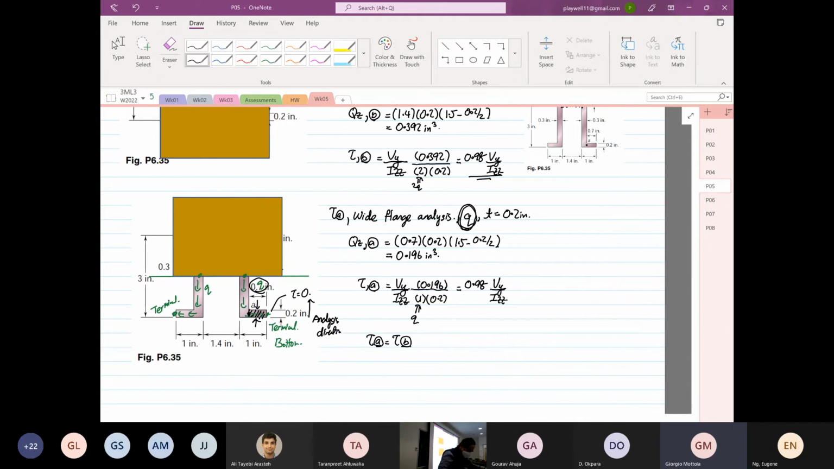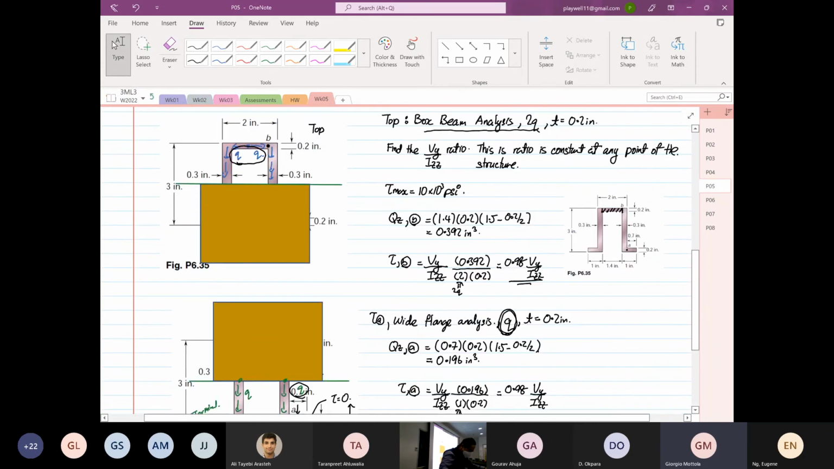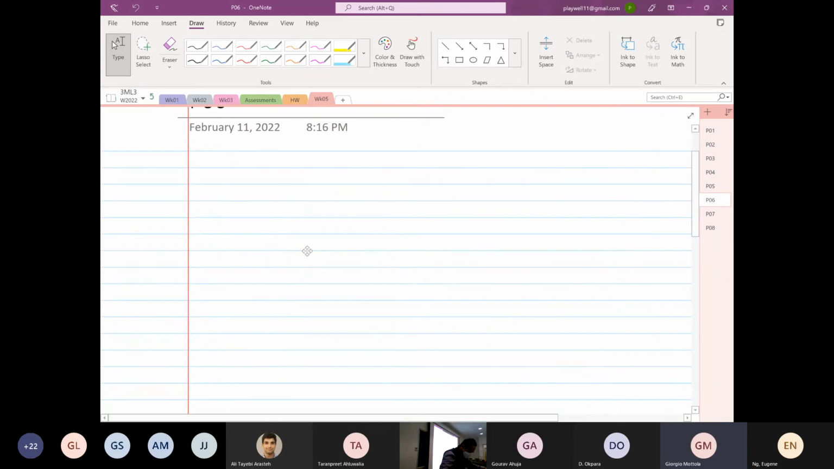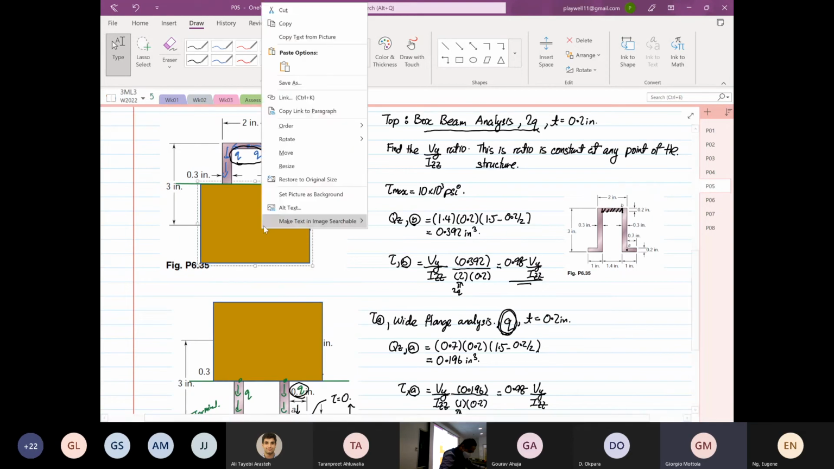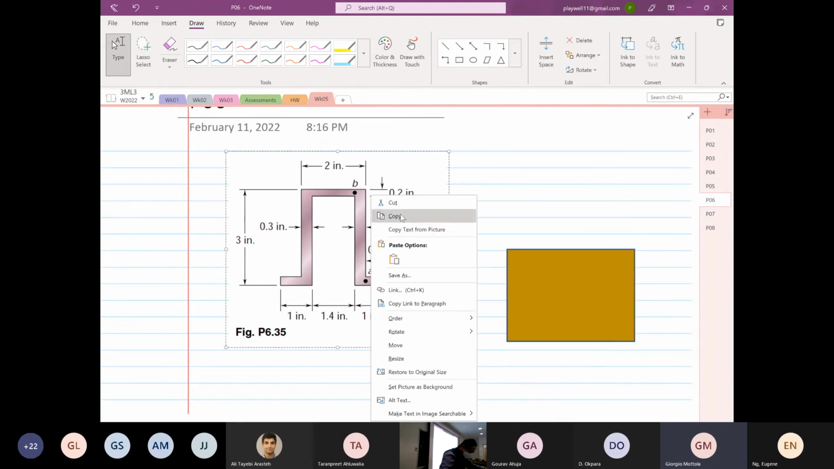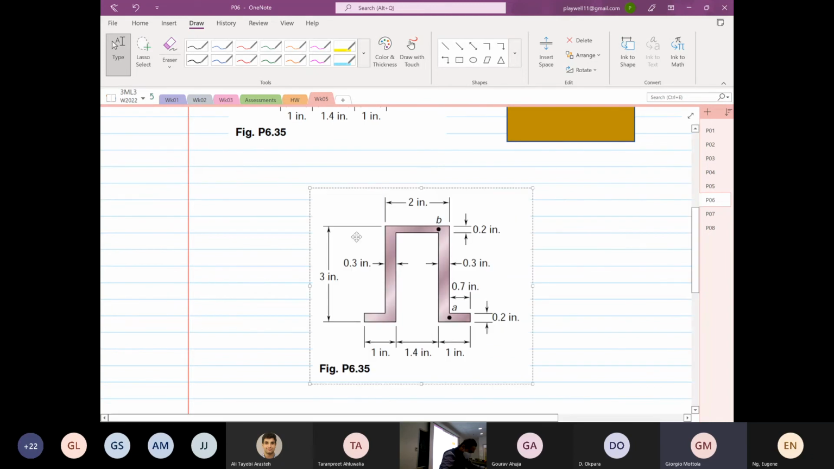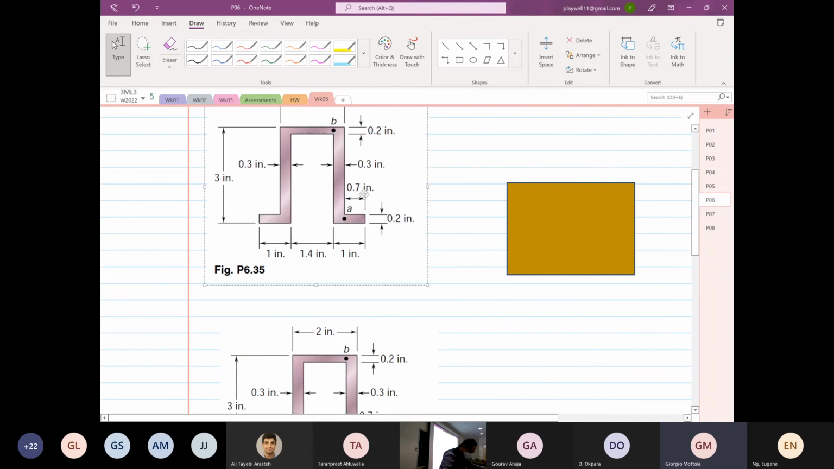So next, we want to find, okay, do I have space? I got no space. We want to find at the centroid. Okay, so I'm going to, can I do this? Okay, so now I'm going to paste this again. Now we want to find point C.